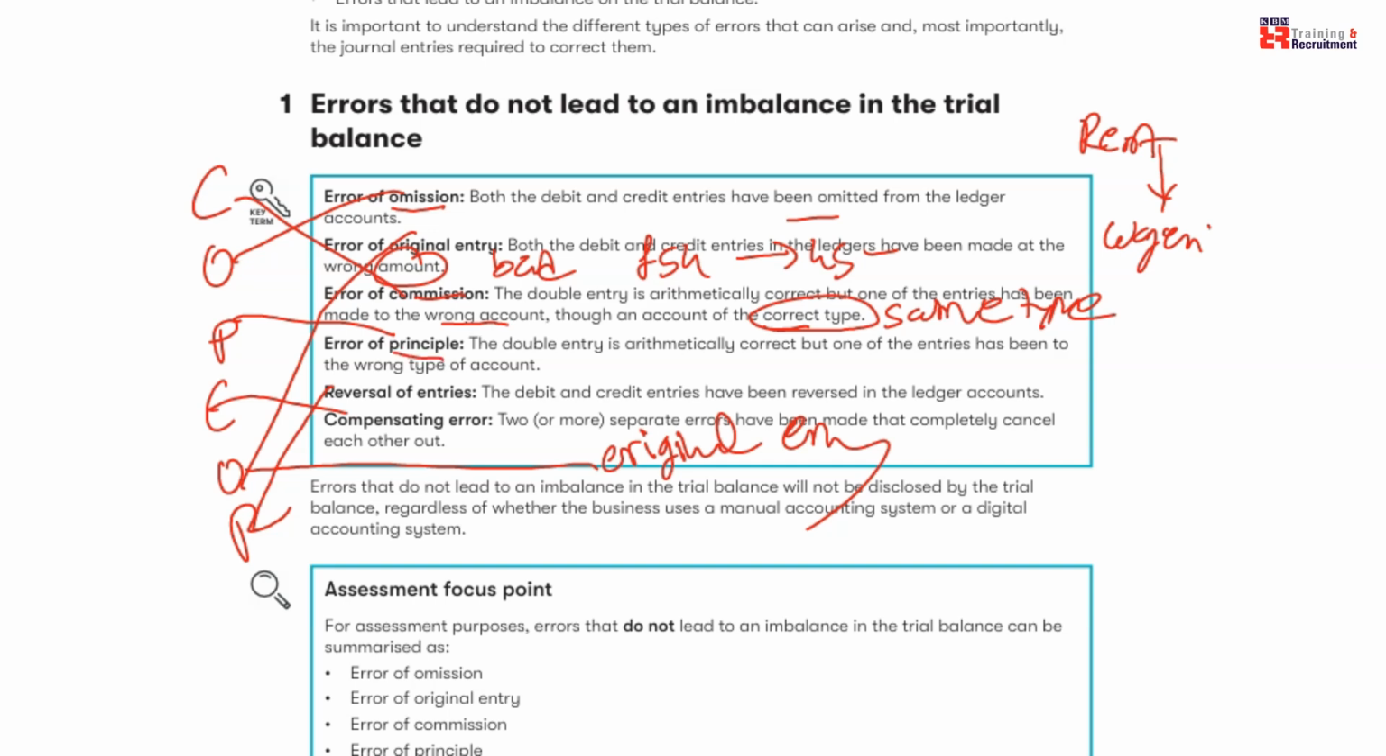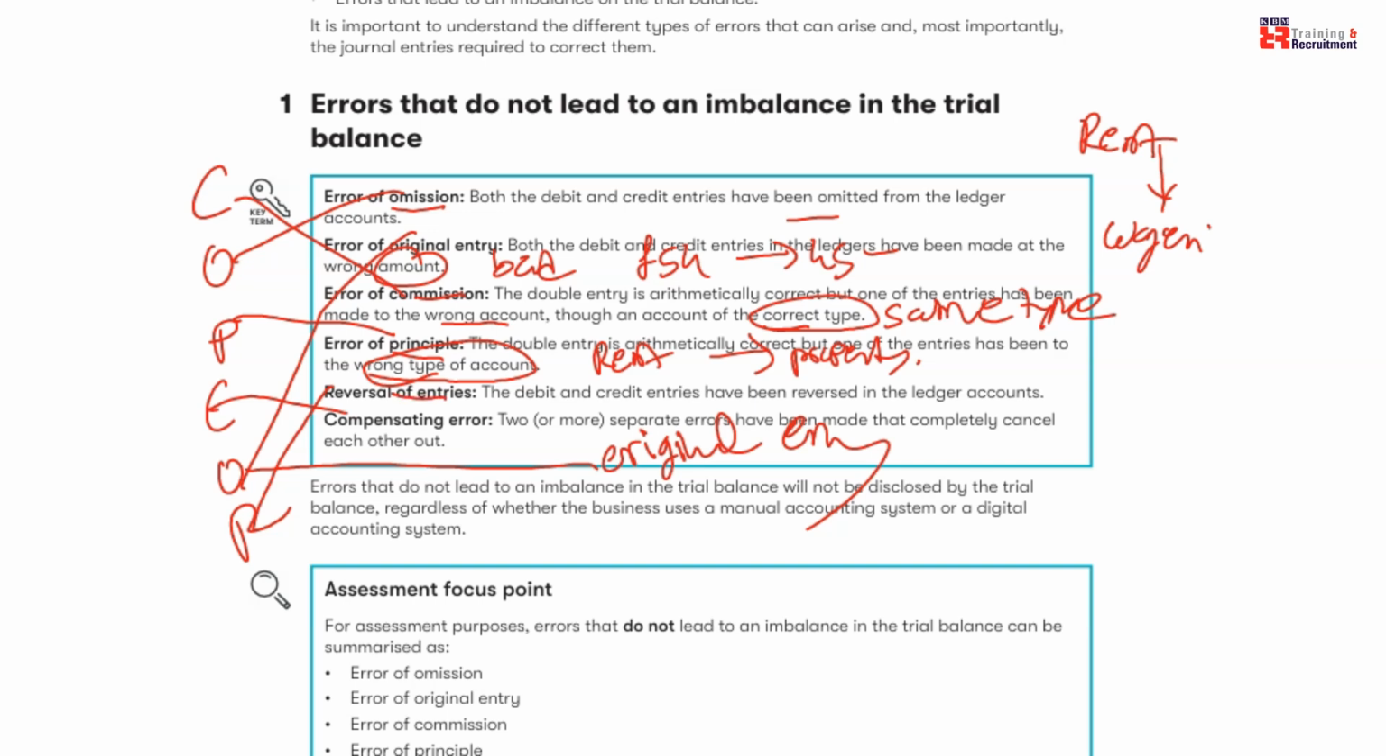How about principal? This is a completely different category of account, the wrong type of account. When you put one type into another type, such as rent is an expense but by mistake you put it into the property account. That is principal. Reversal: when you do debit into credit, credit into debit.